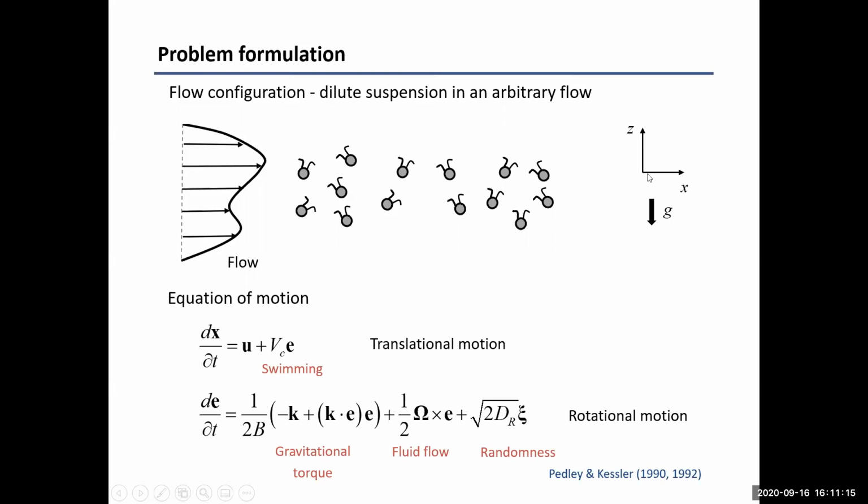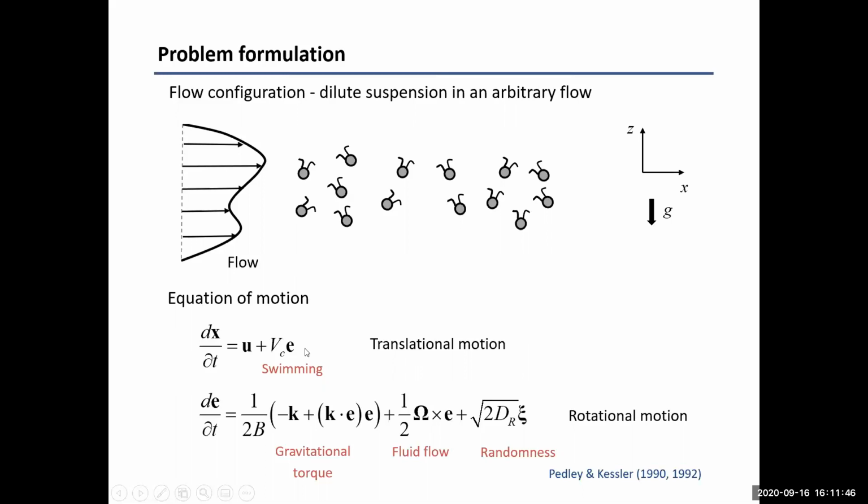Here, this is the z axis, the vertical direction, and that will be the x axis, one of the horizontal directions, and gravity acts towards the minus z direction. And this is the equation of motion for the swimmer. I'm going to assume that the swimmer swims at a constant velocity Vs in a direction e.